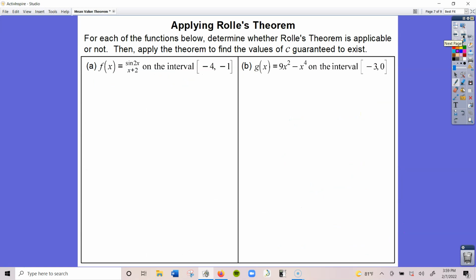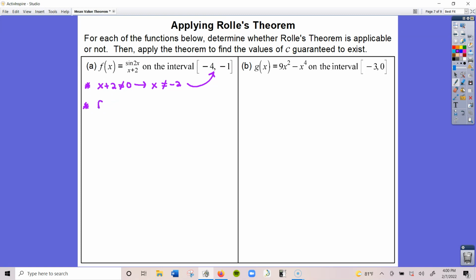Now let's have a look at some of these examples. We have here for a, f of x is equal to sine of 2x over x plus 2, and we want to see if we can apply Rolle's theorem for -4 to -1, and if so, we're going to find the value of c that is guaranteed to exist. So let's start with continuity. This is a rational function, so that means that the denominator, x plus 2, cannot equal 0. If I solve for x, I get that x cannot equal -2. But that -2 is within this interval, so it already breaks that first condition in order to use Rolle's theorem.